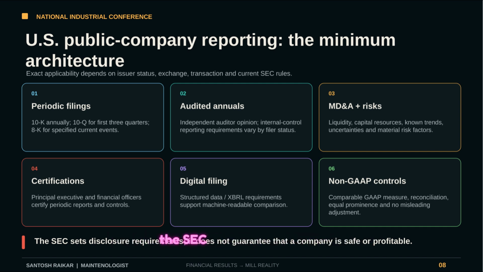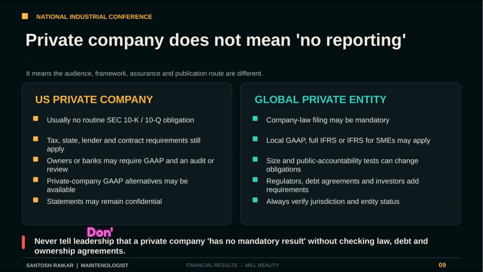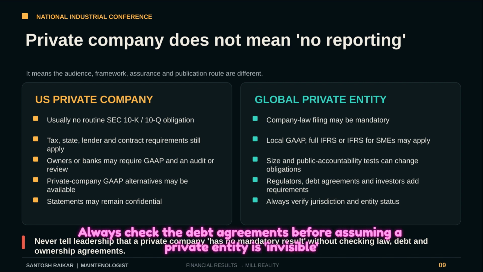But remember, the SEC requires disclosure. It doesn't guarantee profit. Don't assume private companies have no reporting requirements. While they might not file with the SEC, they're often beholden to banks, owners, and local laws. Always check the debt agreements before assuming a private entity is invisible.